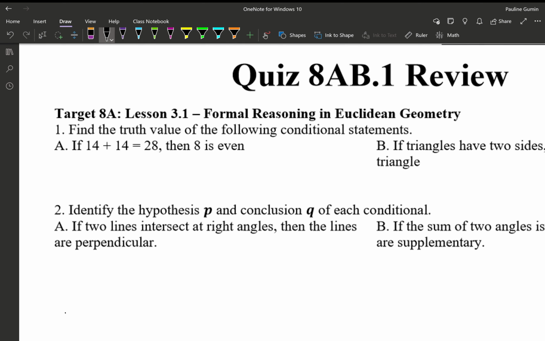Welcome to the quiz review. Let's get started by finding the truth value of the following conditional statements.